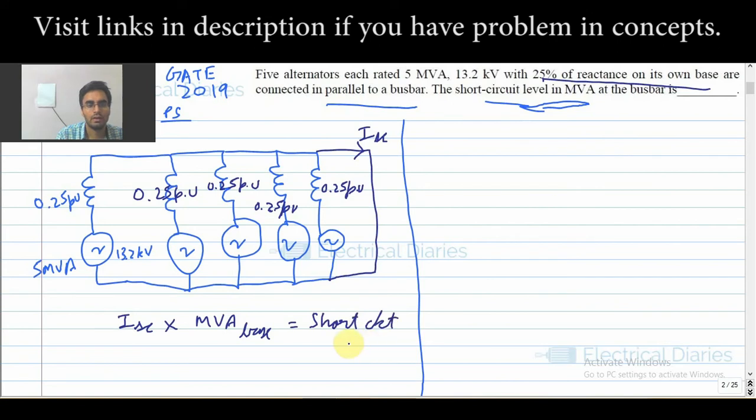See, the feeling for short circuit level is that it gives you the strength of the system at that point. So what you can think is that the system can sustain this much amount of short circuit.